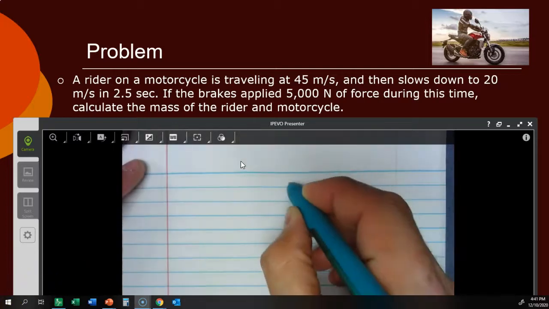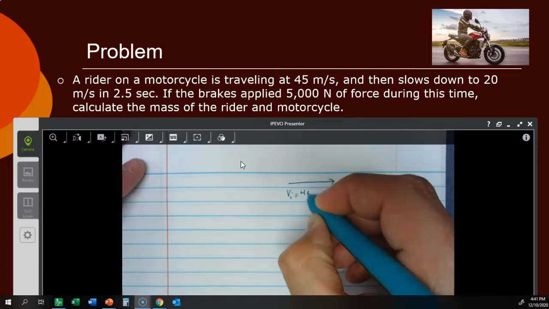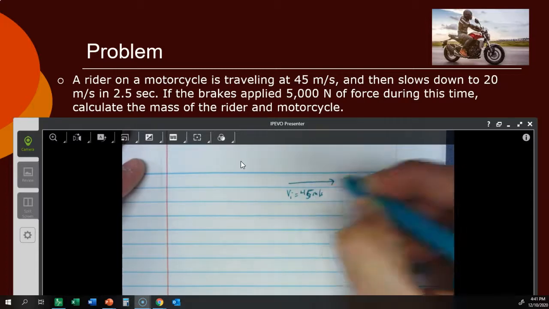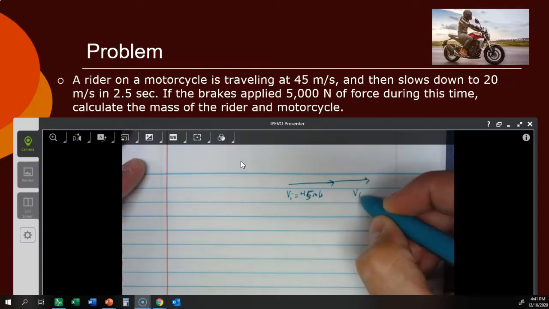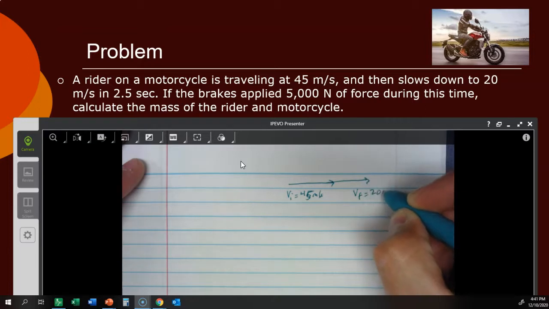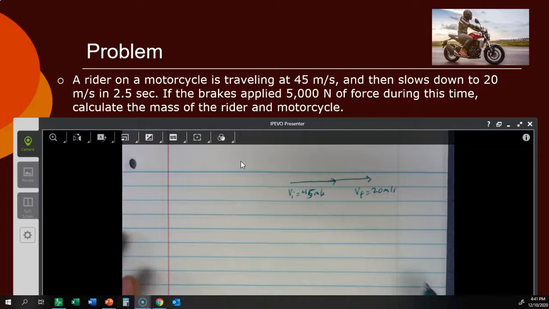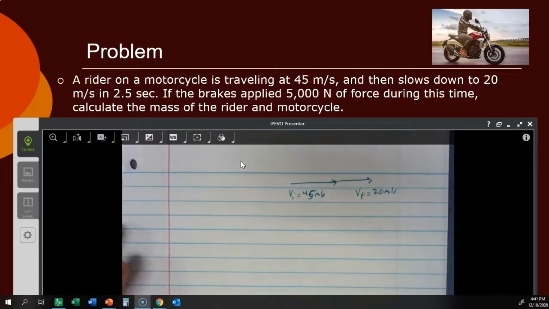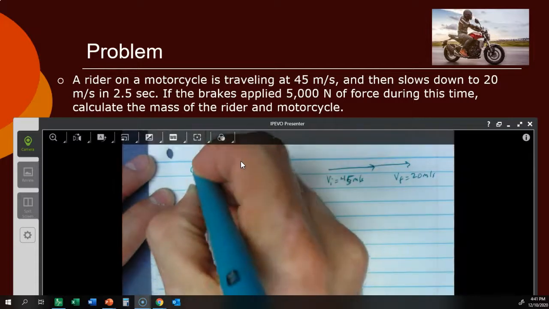Okay, we've got a rider on a motorcycle traveling at 45 meters per second. That's the initial speed. That's what's happening first. And he or she simply slows down to a different speed, to 20 meters per second. So we're not changing directions in this one. We're simply slowing down while going in the same direction. So that's a good thing. We don't have any direction changes to worry about.